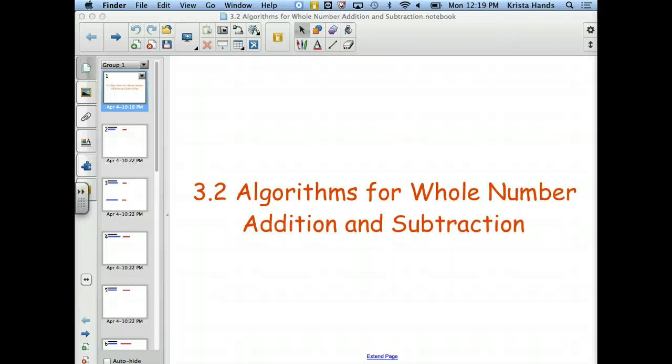Today we're going to take a look at section 3.2. In 3.1 we developed the idea of what addition and subtraction means. That's what we did, okay? We talked about different models for how questions could be posed that would require us to use addition or subtraction. Section 3.2 actually tells us the how-do-we-do-it part.